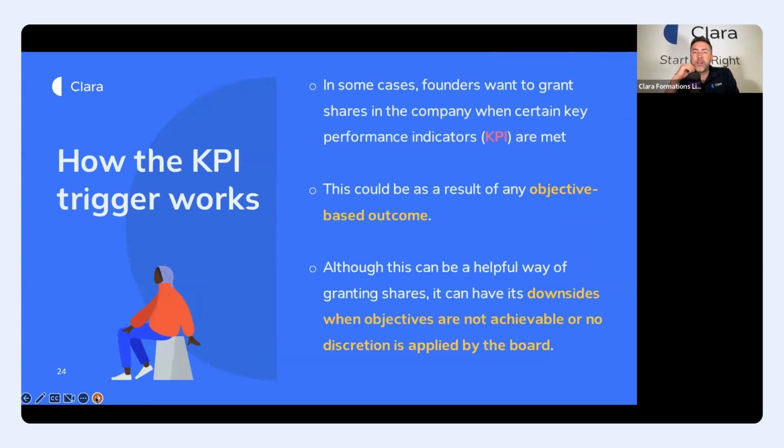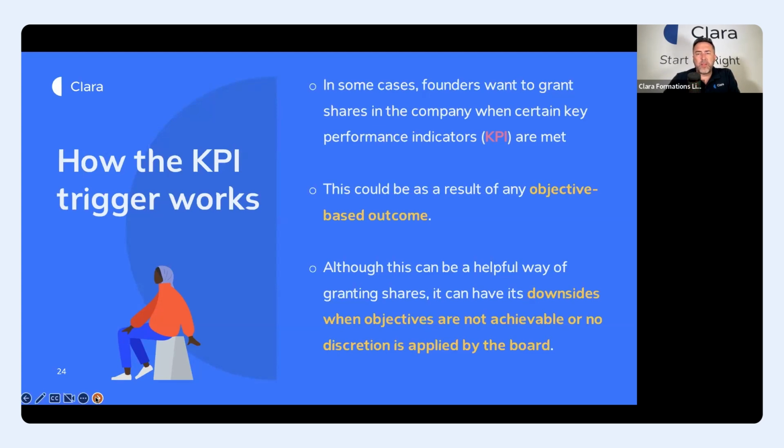Now, the KPI triggers. This is something we get asked a lot, where people say, but if we reach 1,000 customers, then I want that person to get extra shares. Or if we reach this revenue, I want them to get extra shares. What we often say is, although this is fine and perfectly normal, the most important thing is to make sure that the KPIs are objective, which means they can be measurable and achievable.